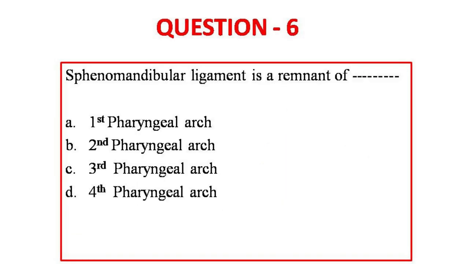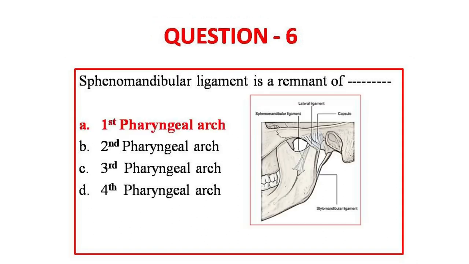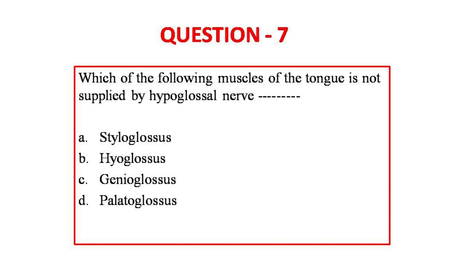So moving on to question number 6. The sphenomandibular ligament is a remnant of, they've given us pharyngeal arches: the 1st pharyngeal arch, the 2nd pharyngeal arch, and the 4th pharyngeal arch. The answer for this question is the 1st pharyngeal arch. You can see the sphenomandibular ligament, which is actually marked there. The sphenomandibular ligament runs from the spine of the sphenoid to the lingula of the mandible, and it is a remnant of the 1st pharyngeal cartilage.